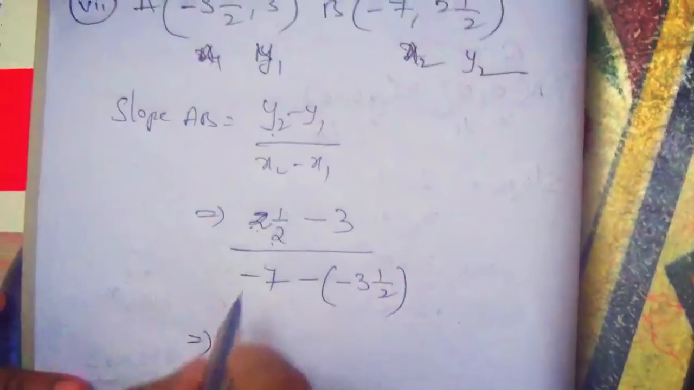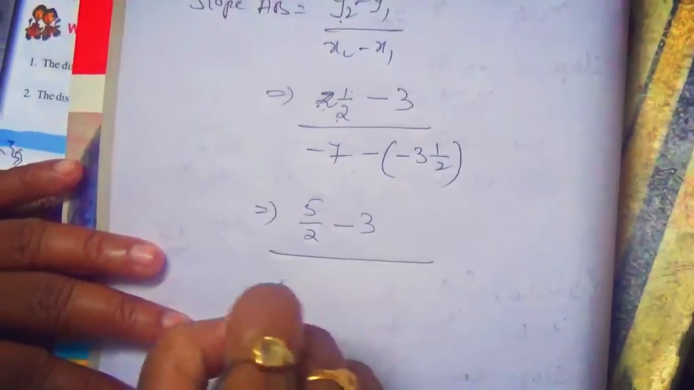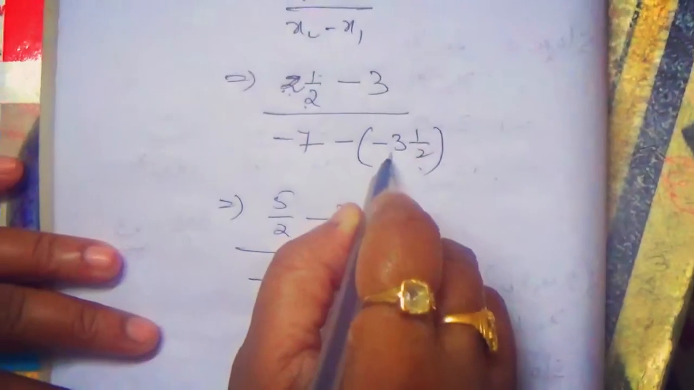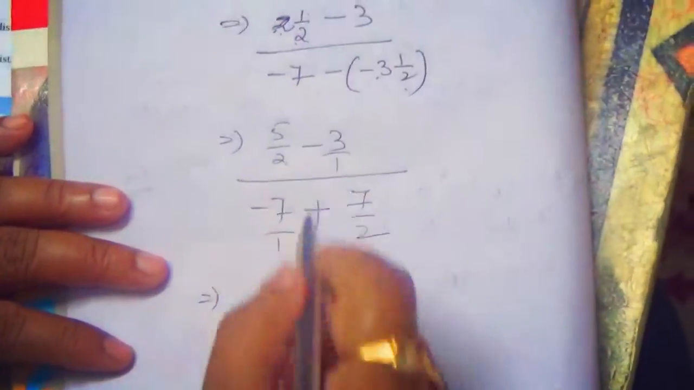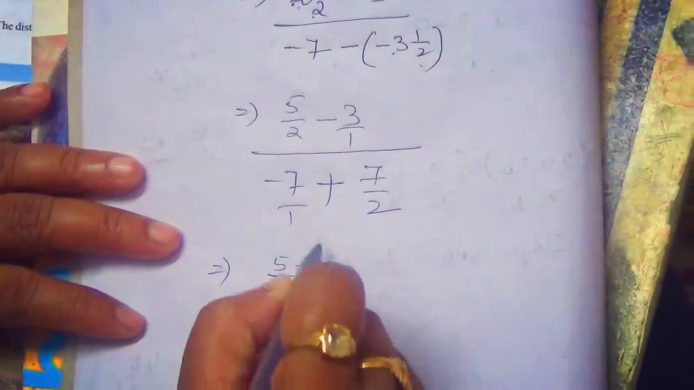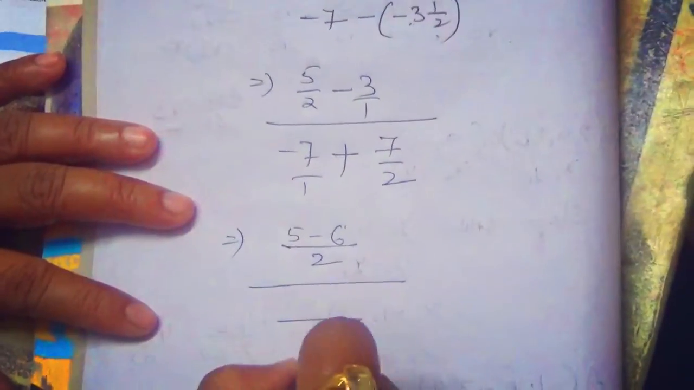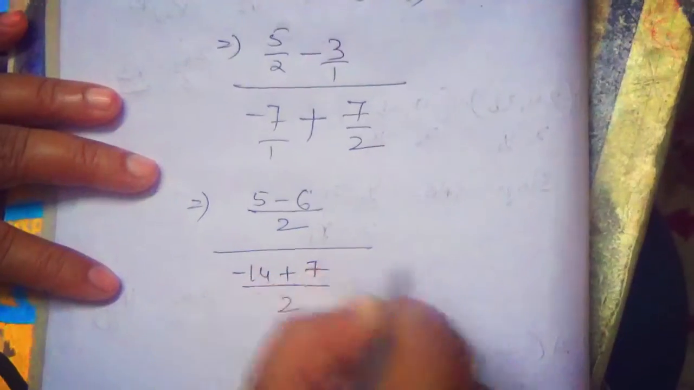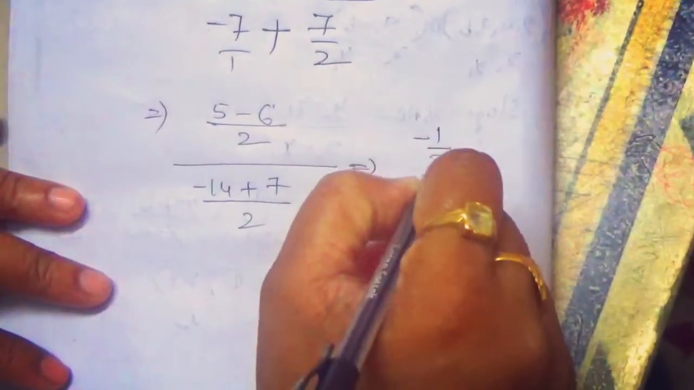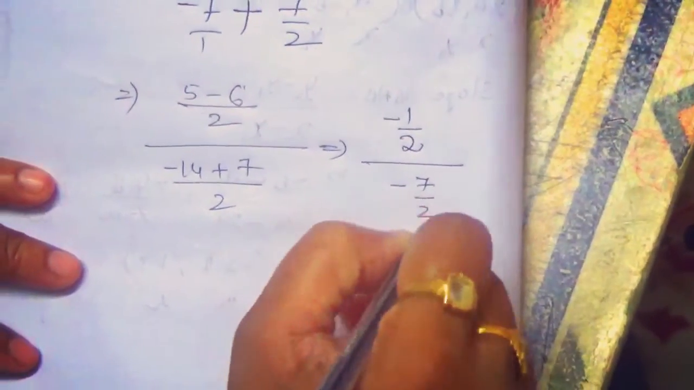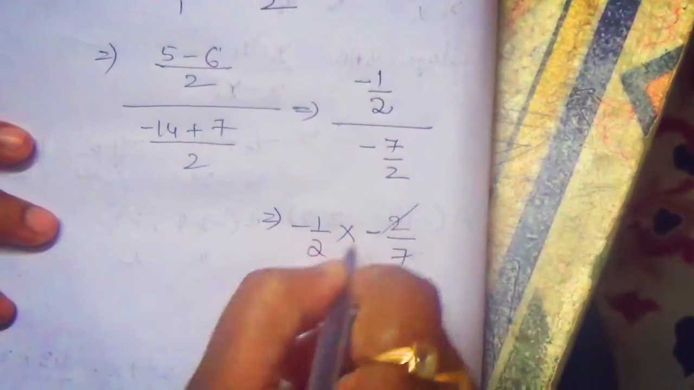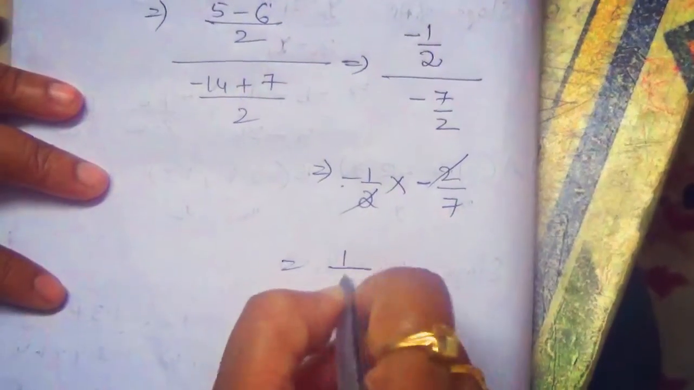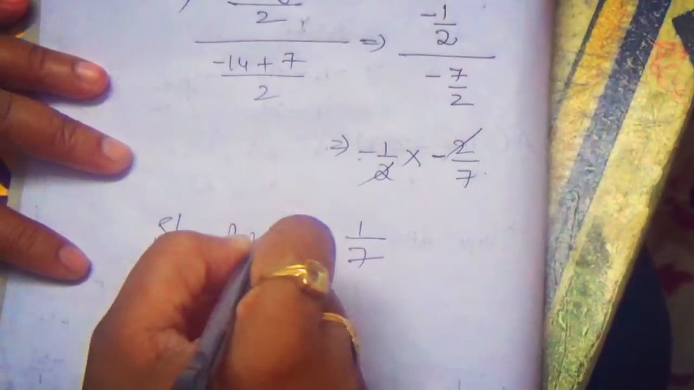2 2 is 4, 4 plus 1, 5 by 2, minus 3, by minus 7 minus of minus, plus, 2 3 is 6, 6 plus 1, 7 by 2. So just do LCMs at the denominator and numerator. So 2 5 minus 2 3 is 6 by 2, minus 14 plus 7. That implies minus 1 by 2 by minus 7 by 2. So that implies minus 1 by 2 into reciprocal of this, minus 2 by 7. 2 cancelled. Minus of minus plus. So 1 by 7. Slope of AB is 1 by 7. That's it. Here we finished this exercise also.